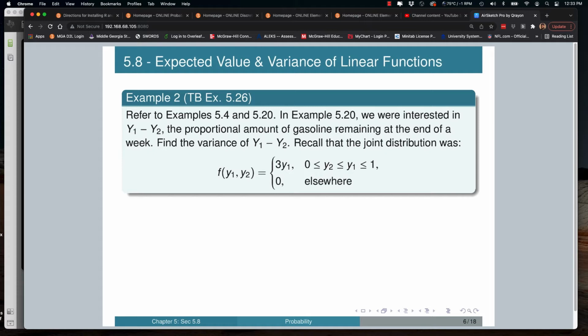So in example 5.20, we were interested in y sub 1 minus y sub 2. So that's another linear function of random variables. The proportional amount of gasoline remaining at the end of the week is that problem that we did. And then we've seen this joint bivariate distribution function before. Find the variance of y sub 1 minus y sub 2. Recall that the joint distribution was, and they gave us the following. So we did find the expected value of this once upon a time.